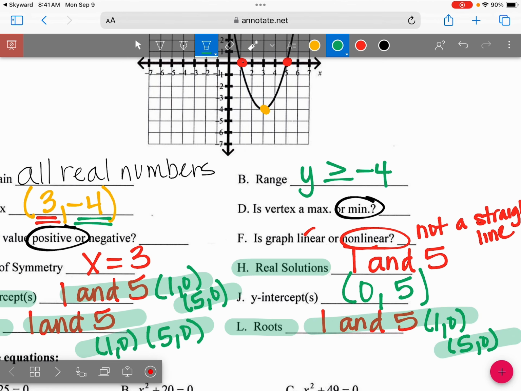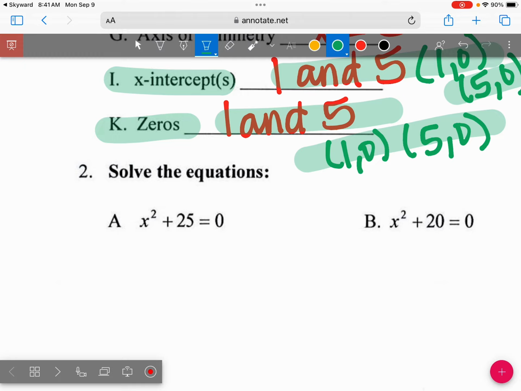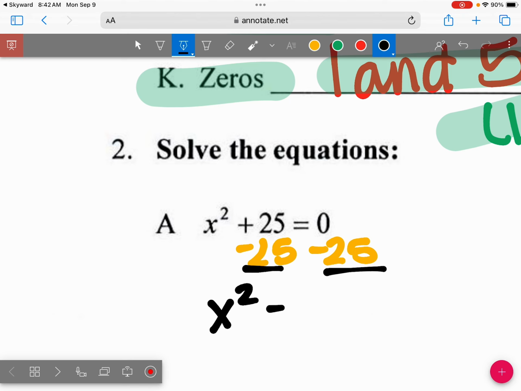All right, now let's look at question number 2. Question number 2, you have to solve for x. So there's 2 steps. The first step is to subtract the 25. Which gives you x squared equals -25. And then to get rid of the square, we take the square root.